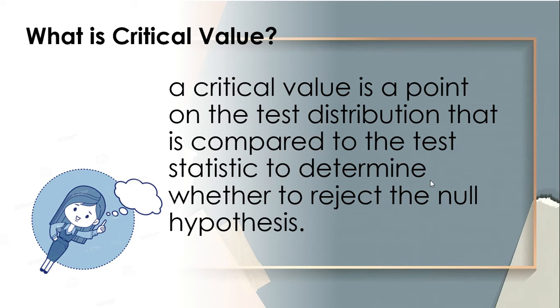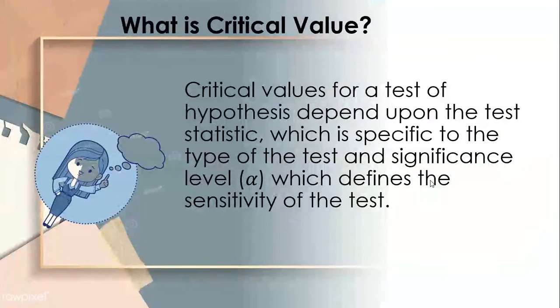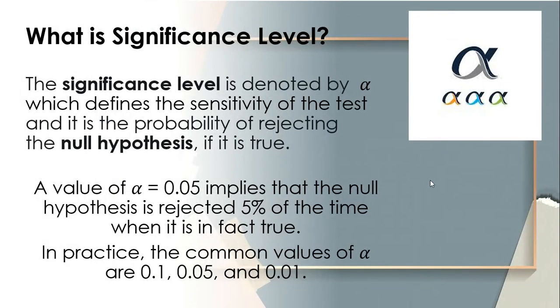Meron tayong z-value at saka t-value. So, etong critical values for a test of hypothesis depend upon the test statistic, which is specific to the type of test and significance level alpha. So, yung type of test na nakita natin sa ating past lessons, yung left-tailed or right-tailed for one-tailed test and two-tailed test. So, yun yung ibig sabihin ng type of the test yan. Yung significance level naman, yung alpha, yun yung 0.05, 0.01, 0.025, or 0.1.